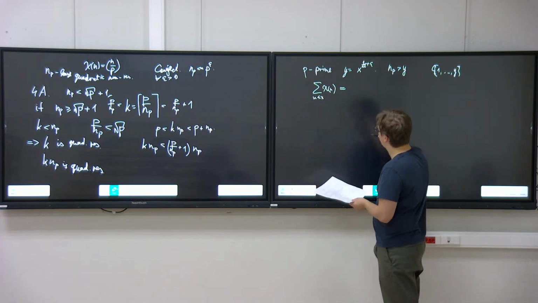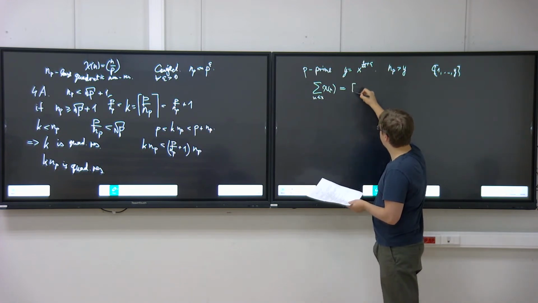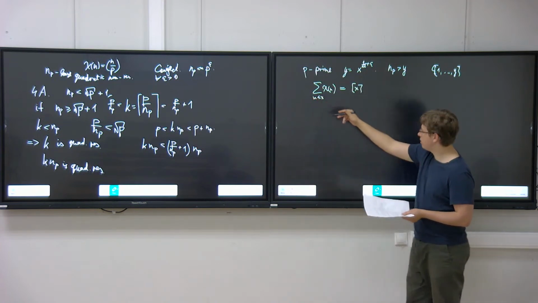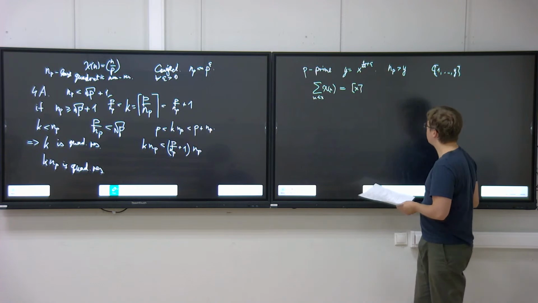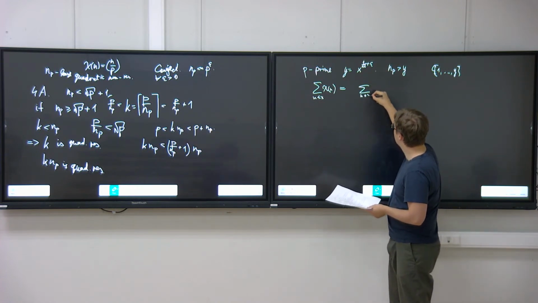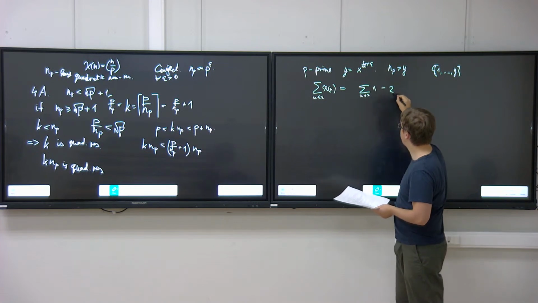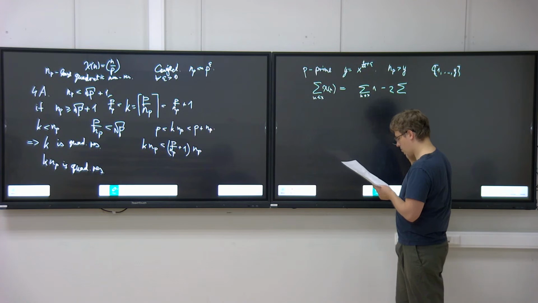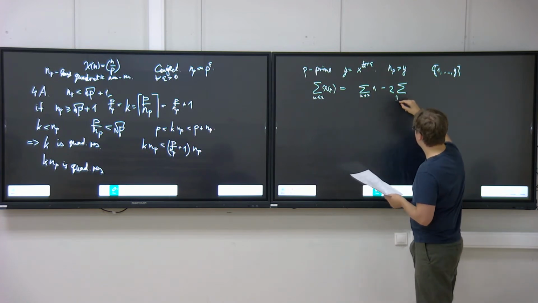The claim is that first we can rewrite this as the sum over all n, let me write it like that, of 1 minus 2 times the sum over n where chi of n is minus 1.